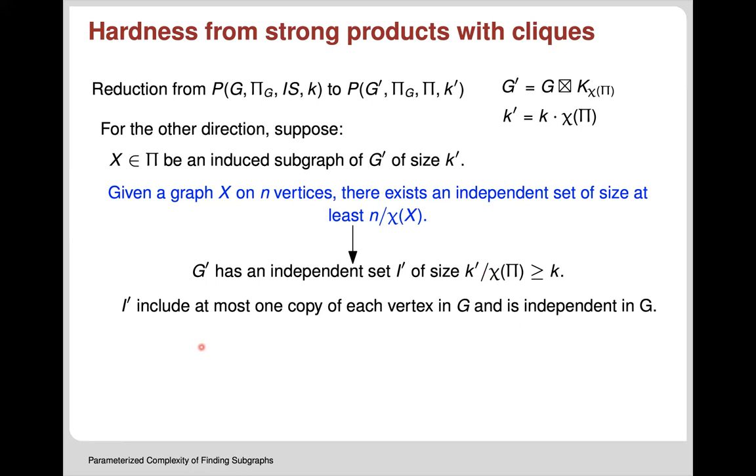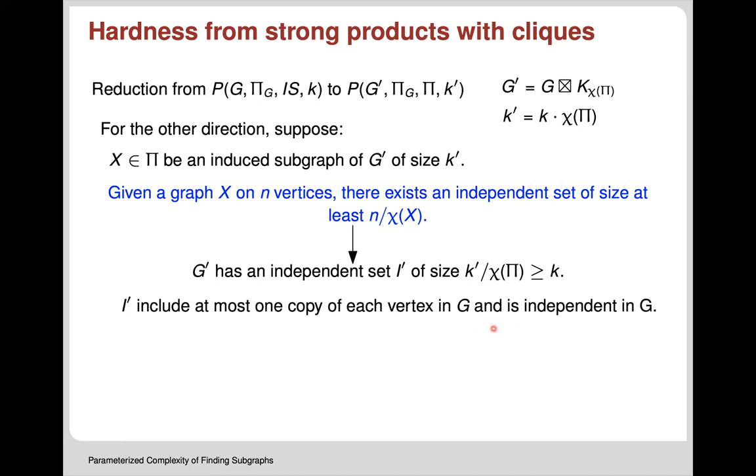And now what we need to prove is that this independent set I prime, first of all, has at most one copy of each vertex in G, because if it has more than one copy of a vertex in G, then we know that the copies corresponding to any vertex in G make a clique in G prime. So that will contradict that I prime is independent. So that tells us that I prime includes at most one copy of each vertex in G.